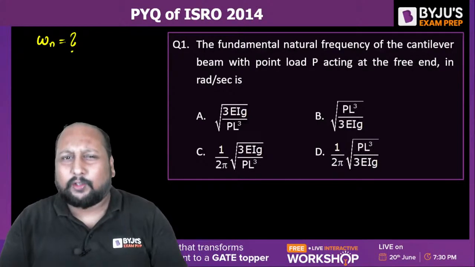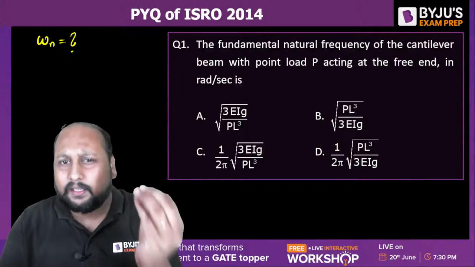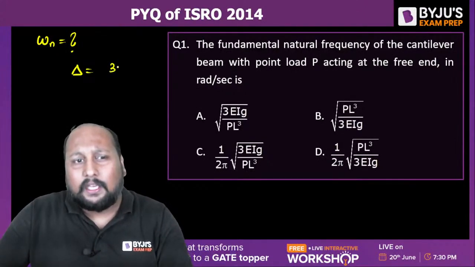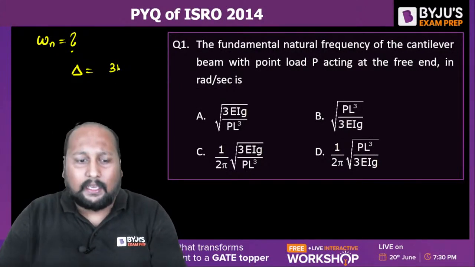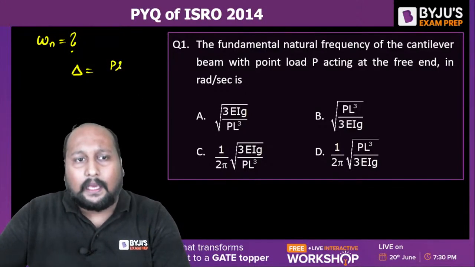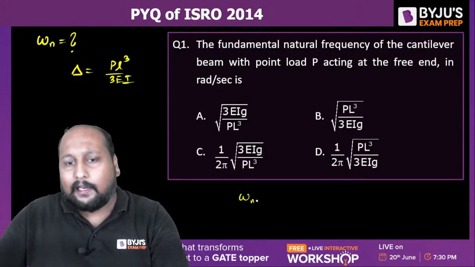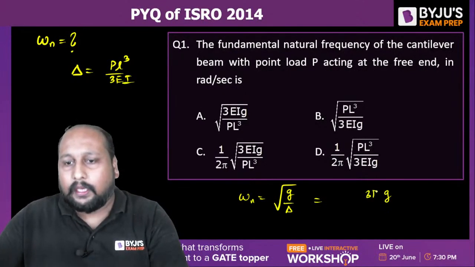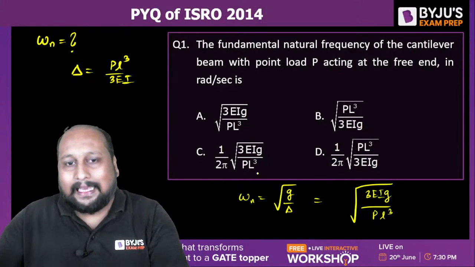Okay, very good. Don't take more time; you won't be taking more than 30 seconds to solve this kind of question. What is the static deflection of a cantilever beam? That is equal to PL cube by 3 EI. PL cube by 3 EI, right? So omega n, by Rayleigh's method, is equal to under root of g by delta. That is equal to root of g into 3 EI divided by PL cube. So option A is the correct answer.